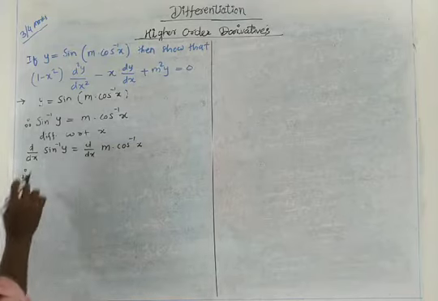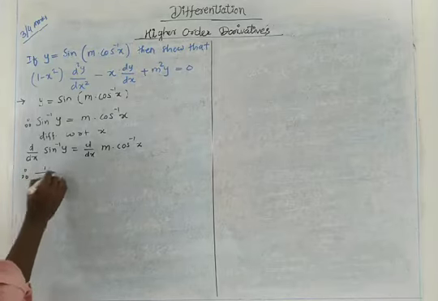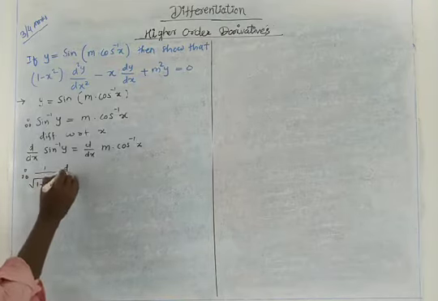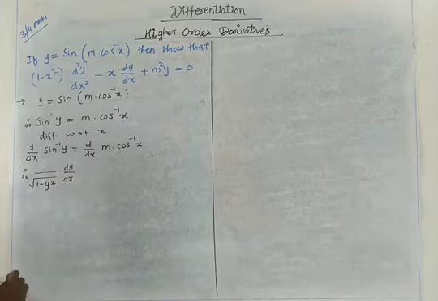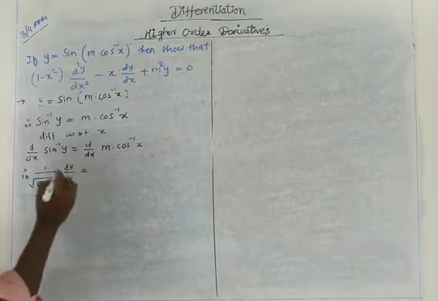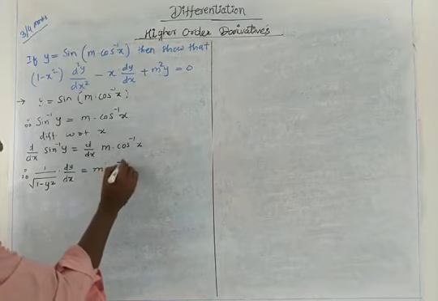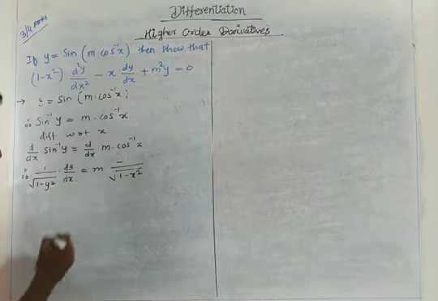Now derivative of sine inverse x. Derivative of sine inverse x is what? 1 upon under root 1 minus x square. So here we will get 1 upon under root 1 minus y square, because in place of x is y. Now derivative of y we have to multiply, that is dy by dx, is equal to m into, now derivative of cos inverse x with respect to x is minus 1 upon under root 1 minus x square.